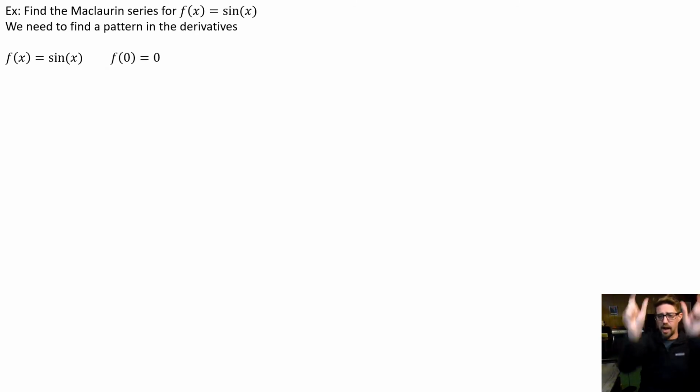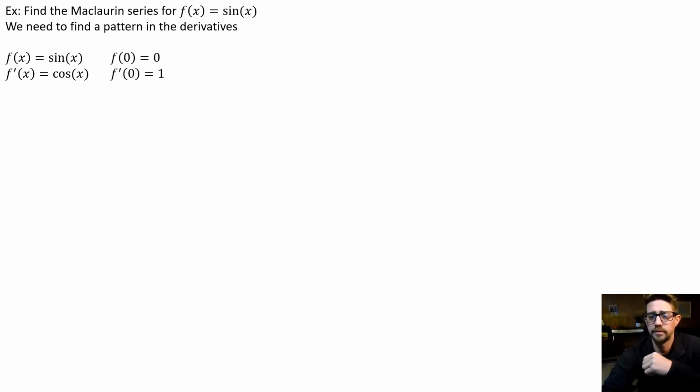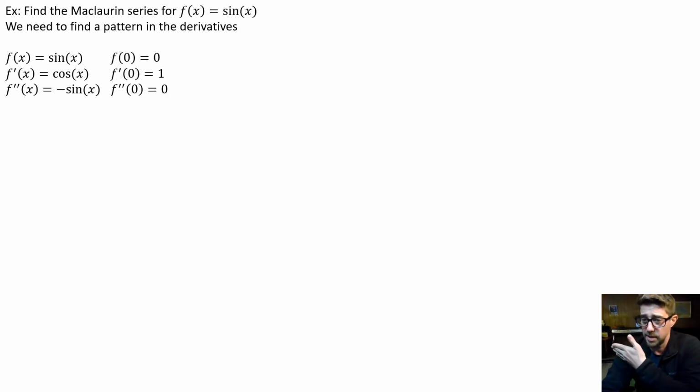I like to make 2 columns where I start with f and then f of 0. So the 0th derivative is just sine of 0, which is 0. Then I go down where f prime is, in this case, cosine, and f prime of 0 is cosine of 0, which is 1. Then just keep going until you dig the pattern. So f double prime is going to be negative sine, which means f double prime of 0 is going to be 0 again. Maybe you get the idea that every other term is going to be 0. So it's going to be missing terms.